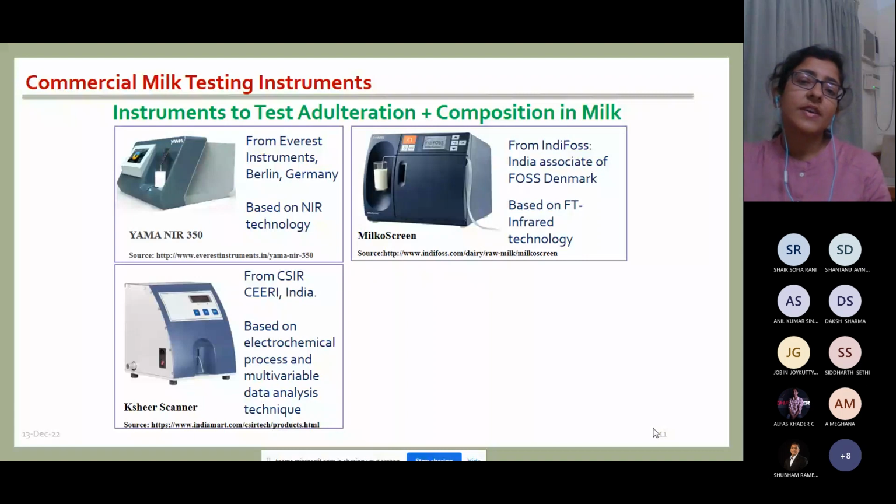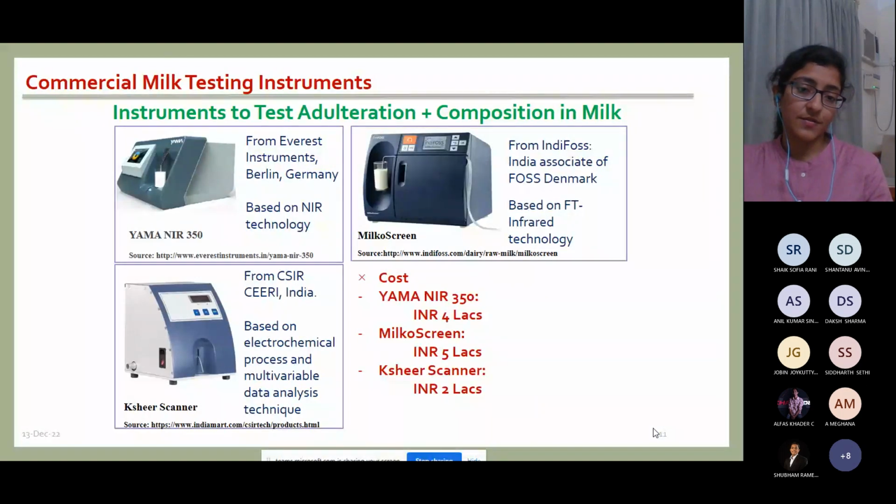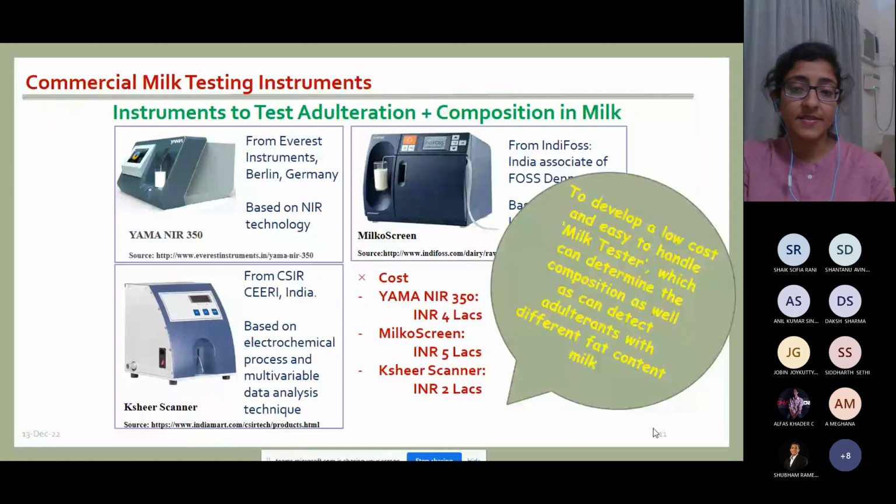But if we look at the cost of these instruments, we can see that they cost 4 lakhs, 5 lakhs in Indian money. From that, the idea actually came to develop a low cost and easy to handle milk tester, which can determine the composition as well as detect adulterants in milk with different fat content.